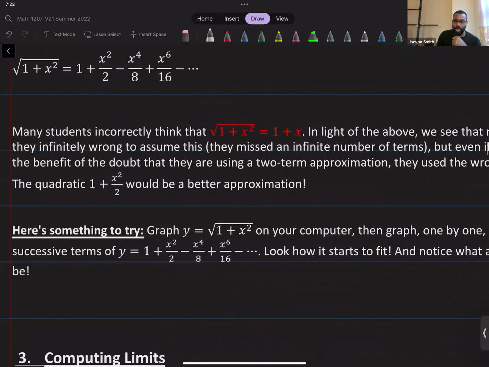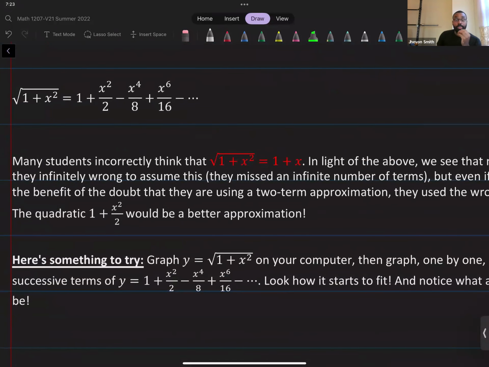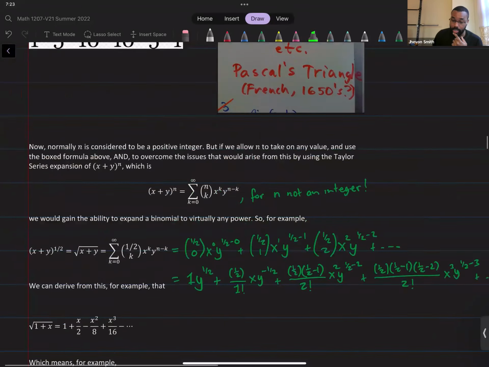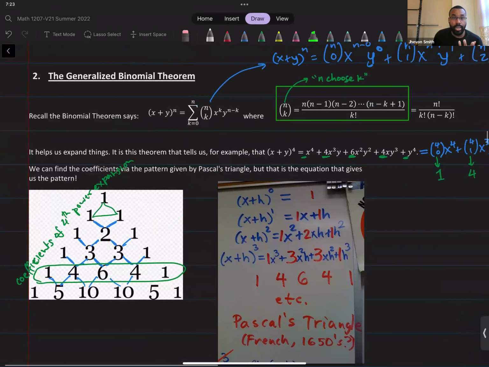So I mentioned that. That's something to try. Just actually graph this on your computer and see. You'll visually see that the right side is becoming the left side the more terms you get. And we're actually going to visually see that ourselves a little bit later. But let's move on for now. So that's another application of series. We can now expand radicals of sums, which is pretty cool.